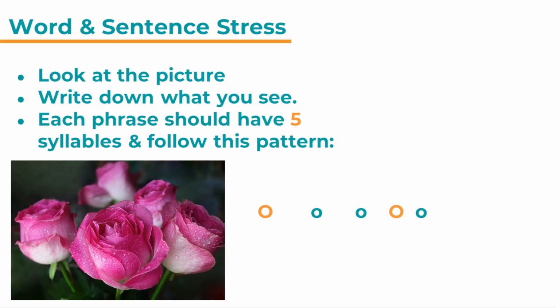Raindrops on roses. That would work well because we follow exactly the pattern. Raindrops on roses. We have 5 syllables and the stress is in the right places. But of course, we could come up with another phrase as long as the pattern is the same. So if you have a better suggestion, put it in the chat box. Raindrops on roses. This is my example that I will put.